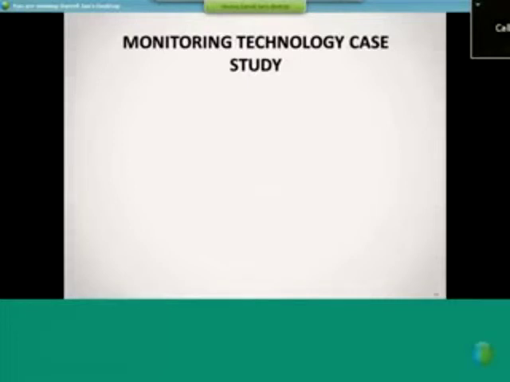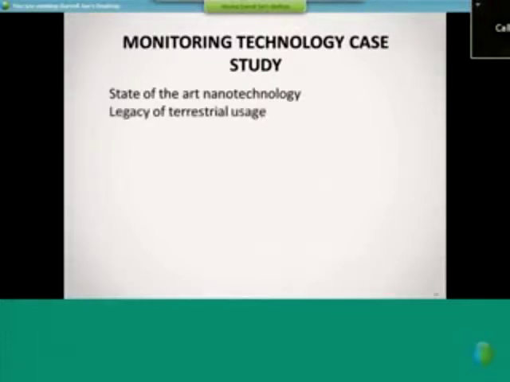Okay, now I wanted to get into a case study, and I was hoping to get audience participation, and since I can't see you, this could be a little tricky, so I guess we'll see how it goes. But this is going to be nanotechnology, has some legacy of terrestrial usage. It's self-repairing. Anyone want to shout out a guess about what this might be? Use your imagination.